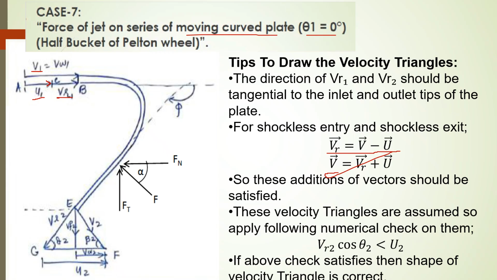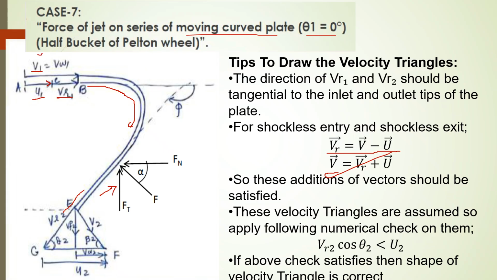Vr is equal to V minus U, relative velocity is equal to V minus U. For that, we know the velocity of the jet. Vr1, the relative velocity, will slide through the internal surface of the bucket and come out as Vr2. So the direction of Vr2 will be the same as theta 2, but the velocity of the jet will be deviated due to the movement of the bucket in the backward direction.